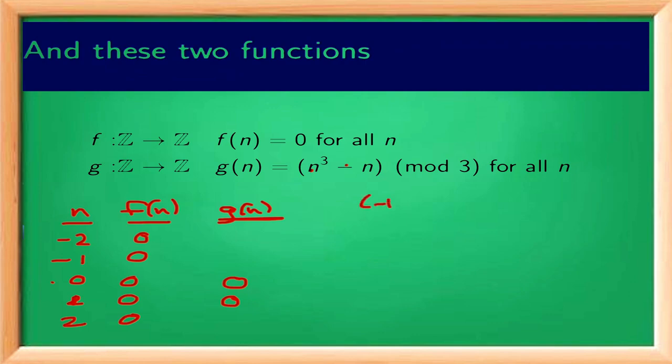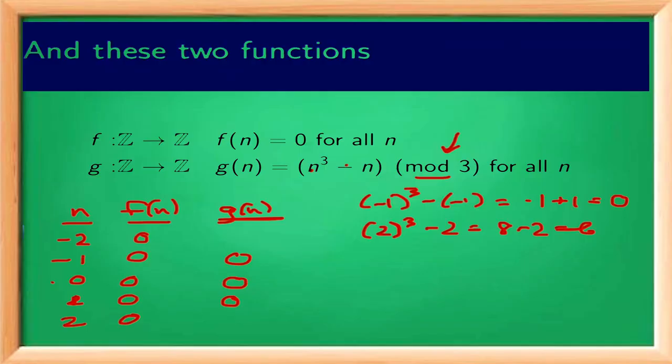When n is equal to -1, let's do a little math on that. I have -1 cubed minus -1. This is -1 plus 1. That's identically 0, so if I reduce mod 3, it's still 0. Let's try one of the more interesting ones, like 2. If I put in 2, I get 2 cubed minus 2. That is equal to 8 minus 2, which is 6. Now 6, of course, is not equal to 0, but it is congruent to 0 mod 3. And you'll find the same thing happens if you put in -2.